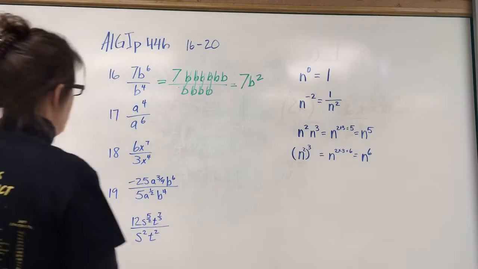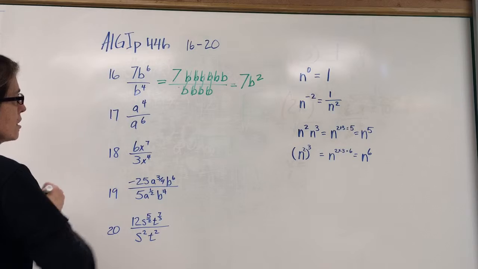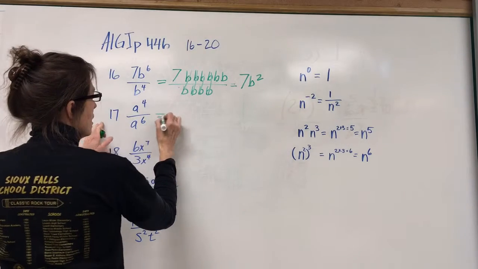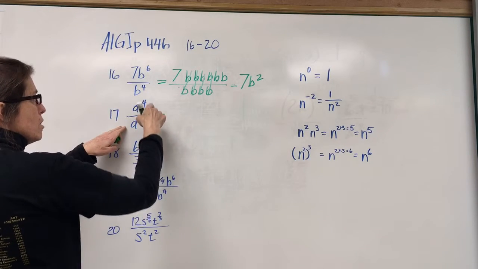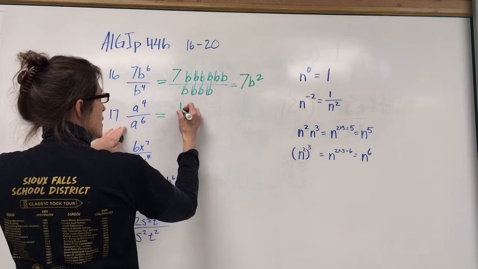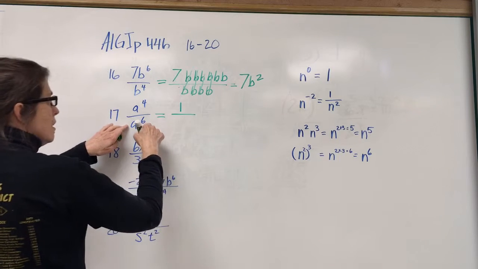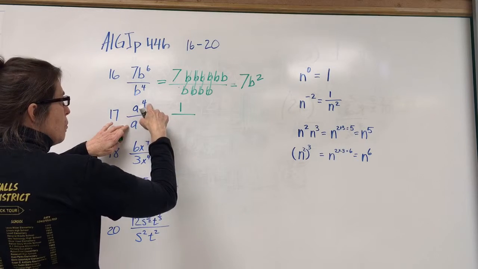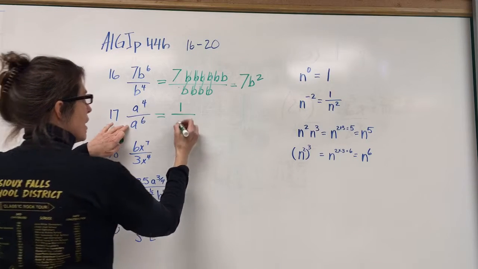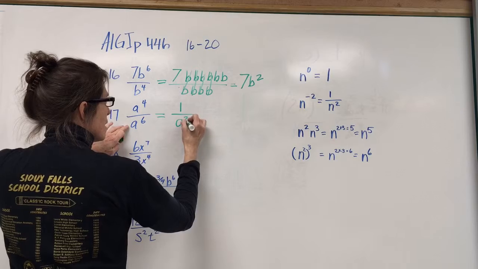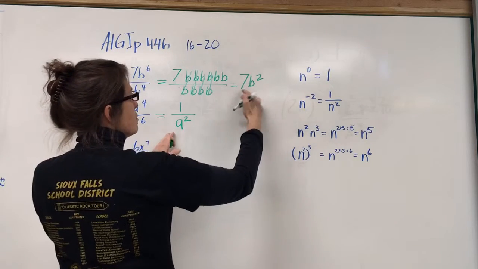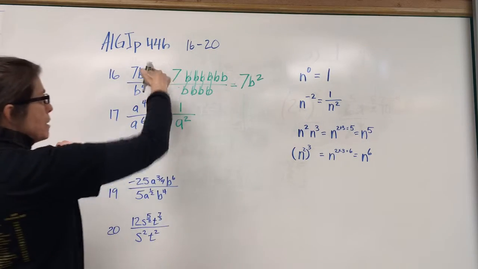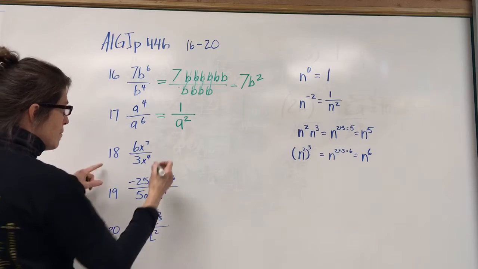Okay, the next one. Same thing. Just look at it as you're going to cancel those out. So basically you have 1, all canceled out, but there's 2 left over. So 4 away from 6 gives us a squared on the bottom. So you can do it either way. You can leave it on the top if it has a bigger number, or leave it on the bottom. Next one.